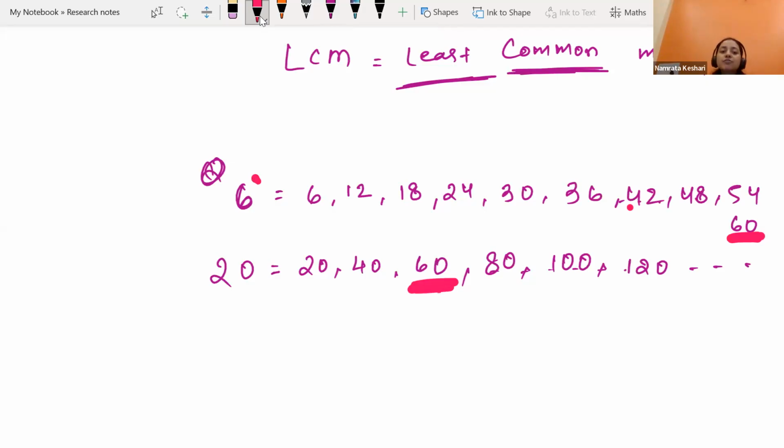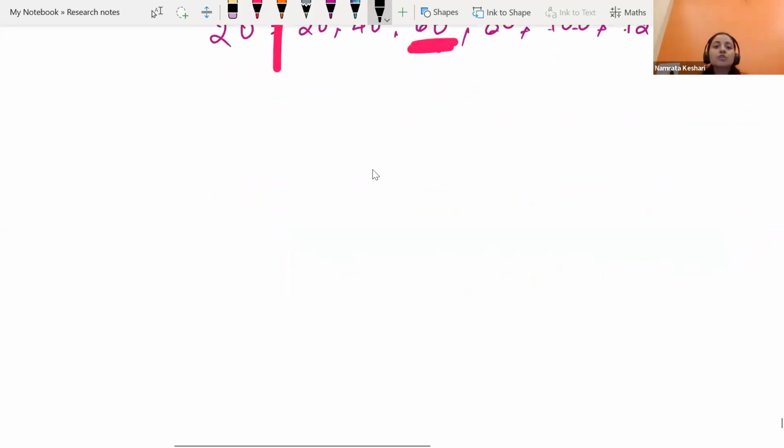Now let's try finding the LCM of 6 and 20 by our usual way. Okay, this is the concept I am teaching you. You don't have to follow this method anywhere, just the concept you have to build, that what exactly is the meaning of LCM, so that if any time you get confused, this will guide you.